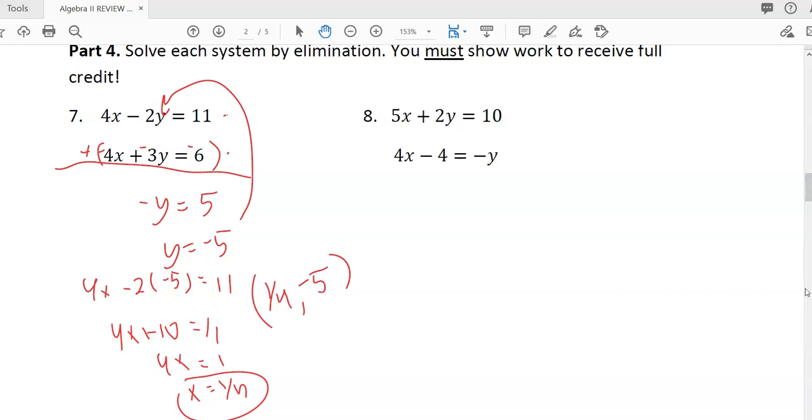If you're not sure, we could always plug it in. If we plugged it in the second equation, that would be 1 plus 15. Oh, wait, it doesn't work. Did we make a mistake? Now I'm curious here. So -5 works in the first equation, right? 1/4, 1 minus -10. It's like 1 plus 10 is 11. The second equation would be 1 plus 3 times -5, which is -15. That is not 6, so we made a mistake here.